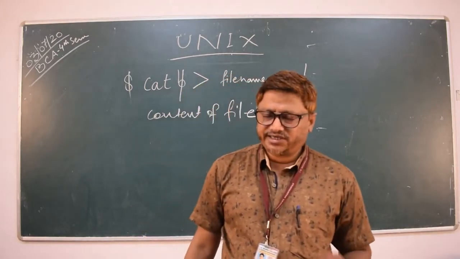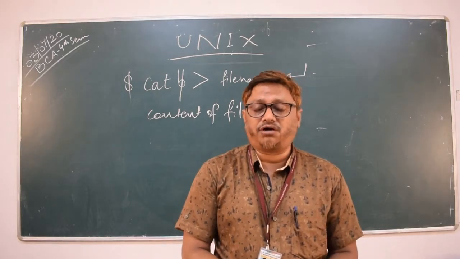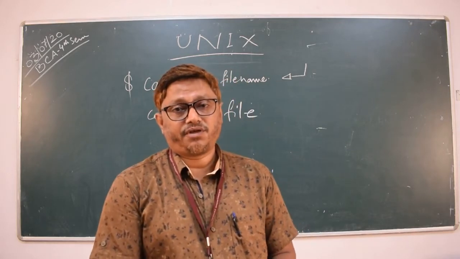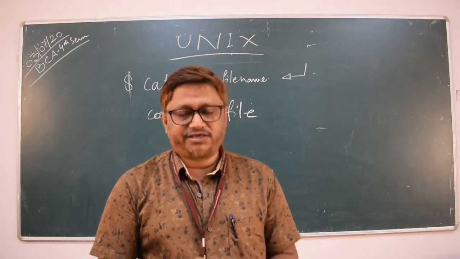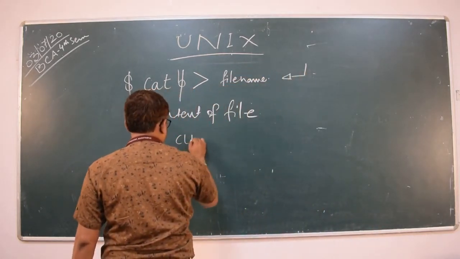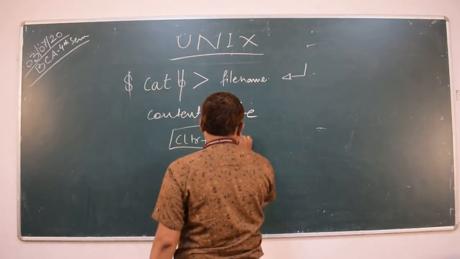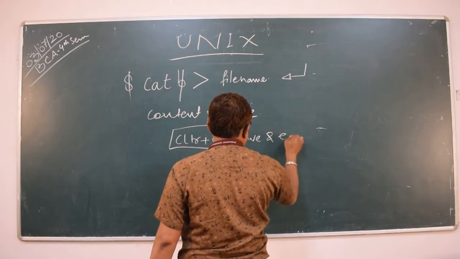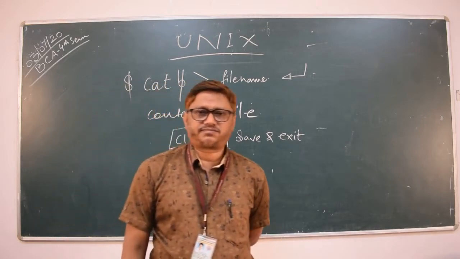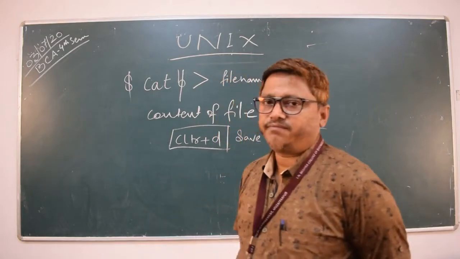After typing the contents of the file, we already know that a file is a collection of records, and a collection of files is called a directory. After typing the records inside the file, at the end of the file press Ctrl plus D, to save and exit. Now you have created a file with this file name.